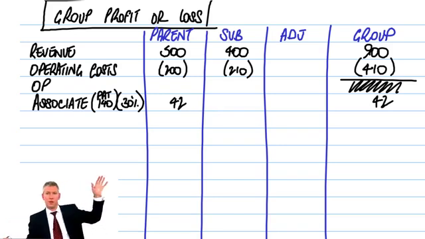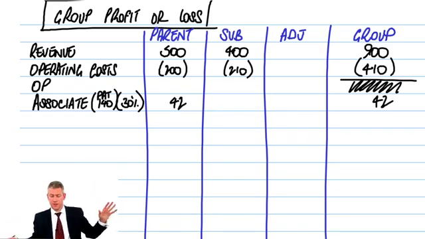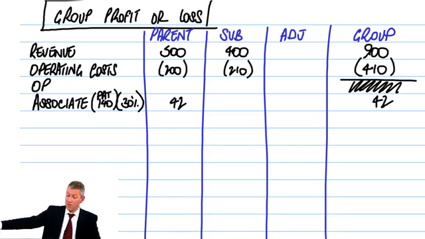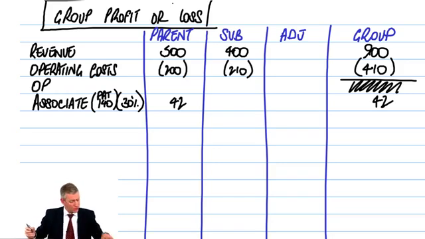A P&L goes operating, financing, tax. Operating, financing, tax. So now financing, which is the interest.